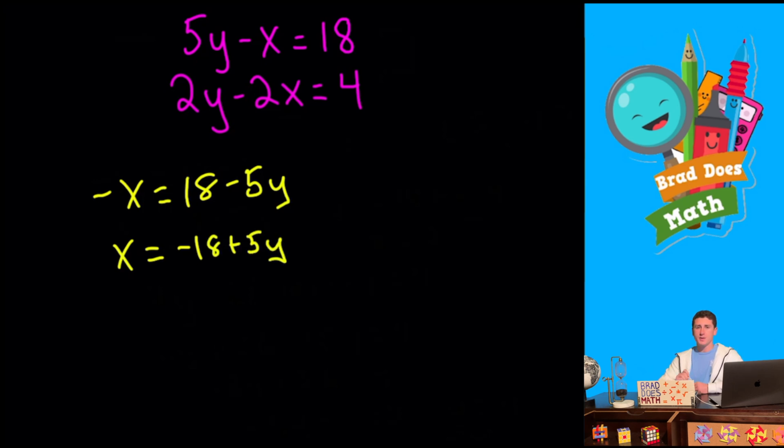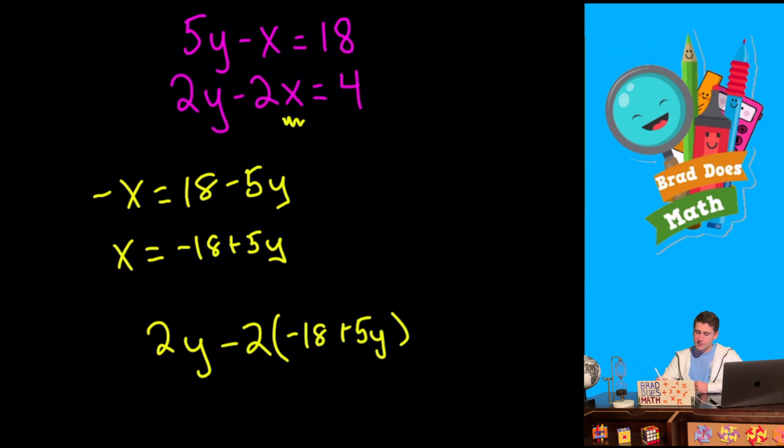Now the second step is to plug that into the other equation. So we will plug that into the bottom equation. We have x solved for, meaning we will plug this stuff in for x in the bottom equation. So everything you see here will go for x in this equation. So 2y minus 2x, and we'll just put the negative 18 plus 5y in for x since it's equal to x. And then we can just solve this like a standard one variable equation.